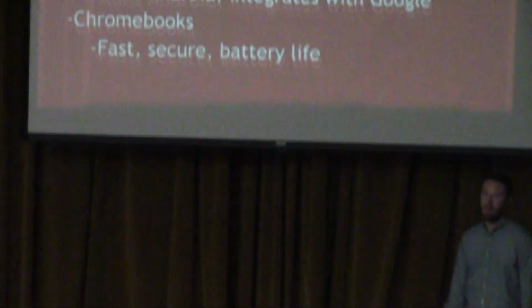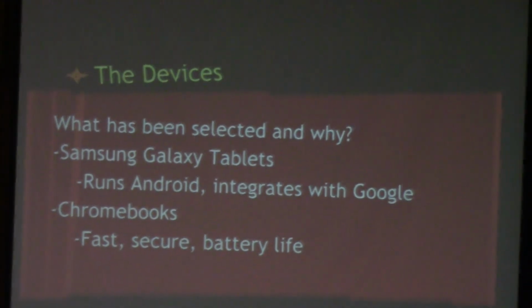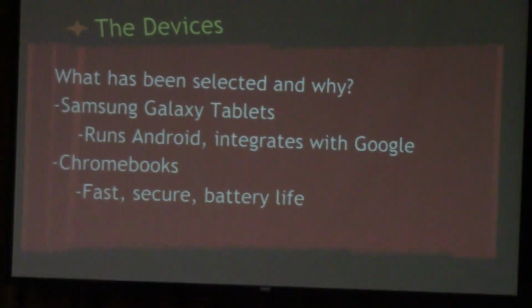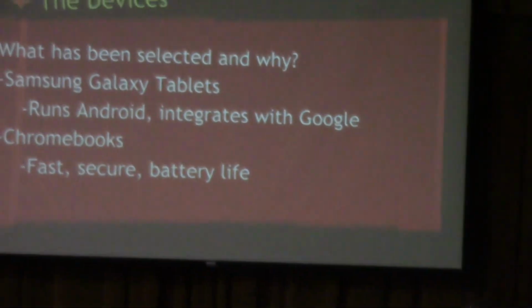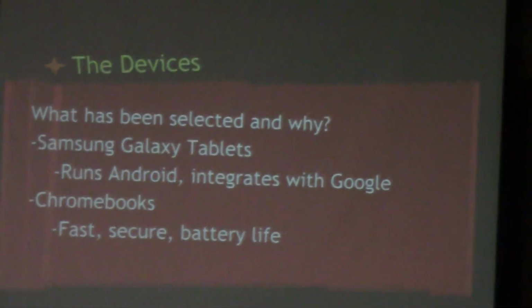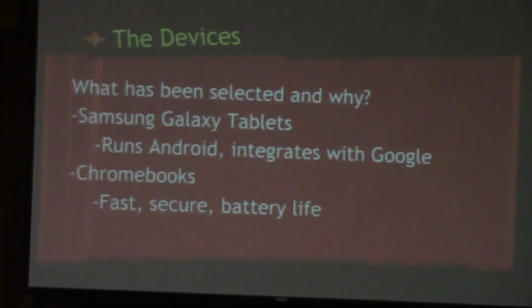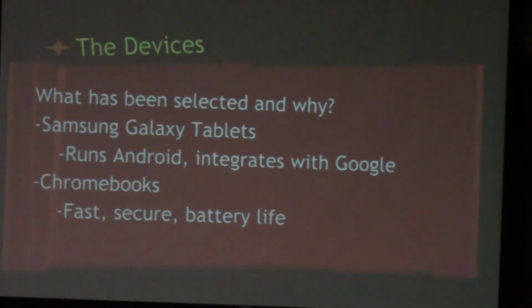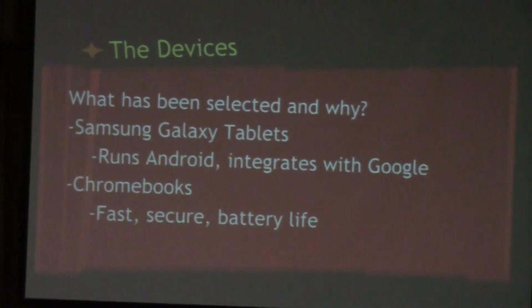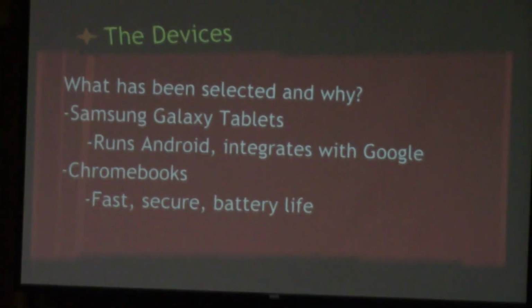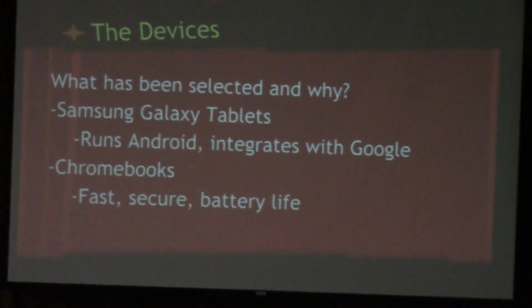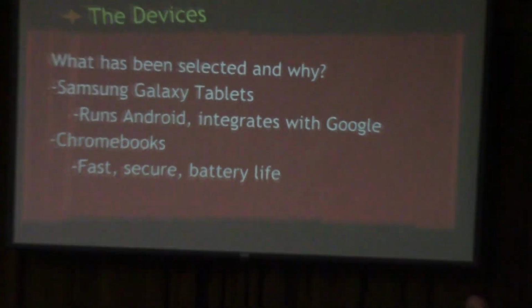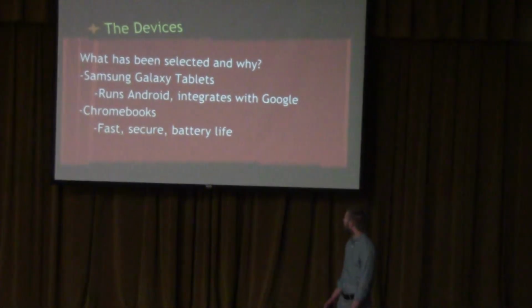So we're going to be rolling out a couple different types of devices. The tablet we chose is the Samsung Galaxy Tab 4. It's an education-specific model. We chose the Samsung Galaxy because it was at a good price point. It runs Android, so it integrates really well with Google services, which we use extensively in district. We use Gmail for staff and students. A lot of faculty and students use Google Drive for creating documents and completing assignments.